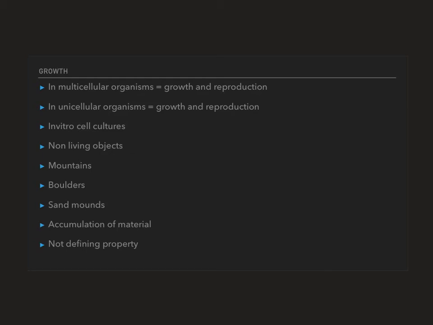So how do these objects show growth? Accumulation of material on their surface, increase in the body mass, adding of material on their surfaces. This is an extrinsic property. This is a reversible process. What about living organisms? In living organisms, this process is irreversible. This process is an intrinsic property.